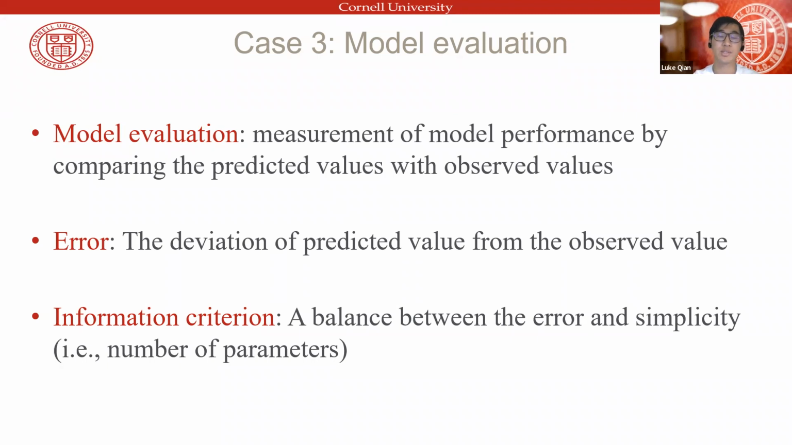For information criteria, it is relatively more complicated, and it's a statistical term. But simply put, it is a balance between error and simplicity. So less error is not always the best. We have to take into consideration the model simplicity, which can be defined as the number of parameters. A rule of thumb is that the less error or less information criteria, the better the model.